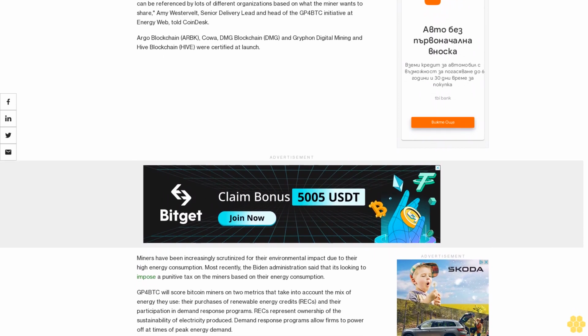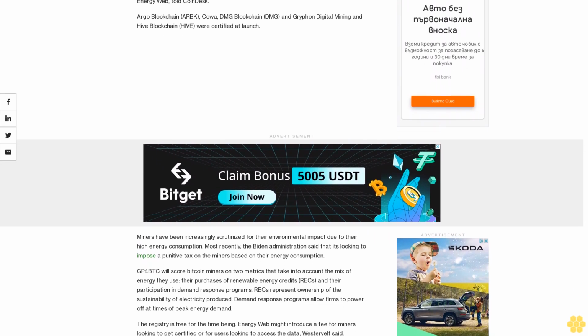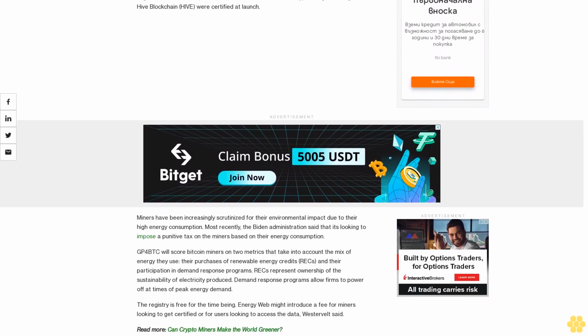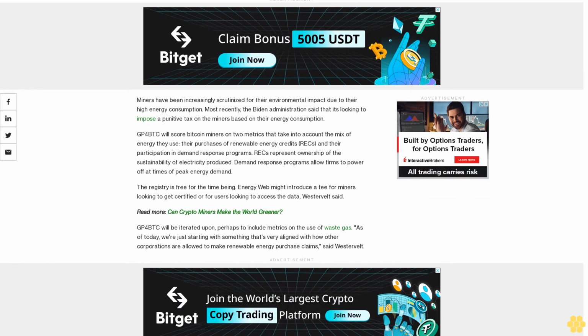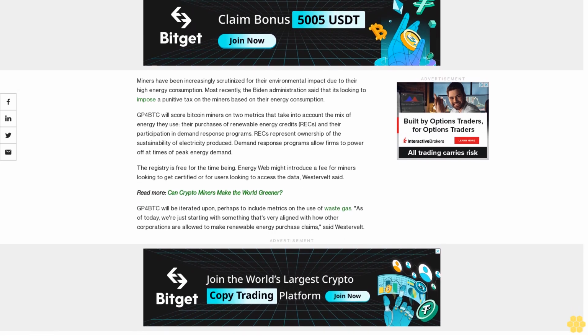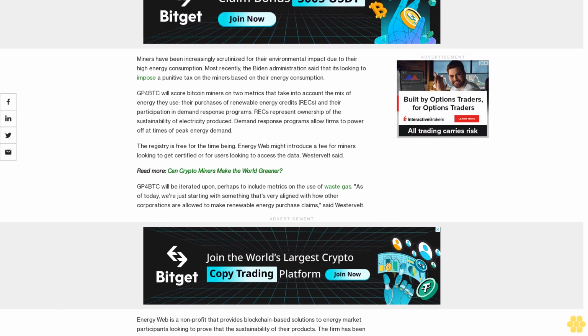RECs represent ownership of the sustainability of electricity produced. Demand response programs allow firms to power off at times of peak energy demand. The registry is free for the time being. Energy Web might introduce a fee for miners looking to get certified or for users looking to access the data, Westervelt said. G4BTC will be iterated upon, perhaps, to include metrics on the use of waste gas.